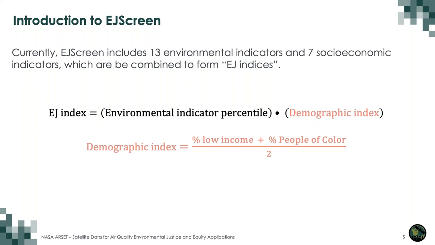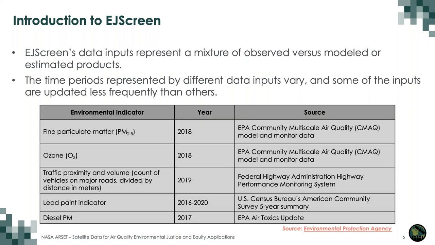EJScreen's data inputs represent a mixture of observed versus modeled or estimated products. For example, the lead paint indicator is based on data related to housing stock age, while other indicators like the fine particulate matter and ozone concentrations derive from a complex computer model that simulates these pollutants and the meteorology, emissions, and chemistry that drive them. The time period that these different data inputs represent also vary across indicators, as you can see from the table in this slide. Some of the inputs are updated less frequently than others, but the EPA does try to update EJScreen inputs as new data become available.